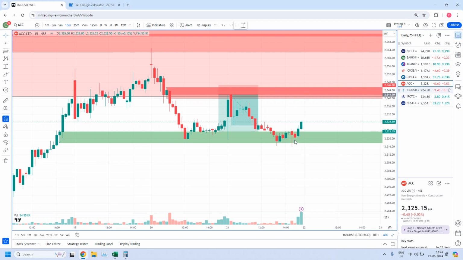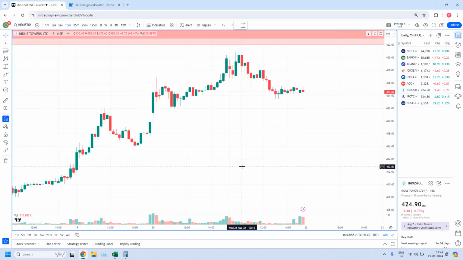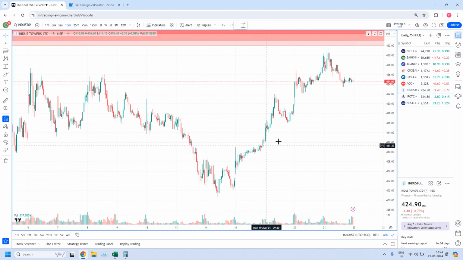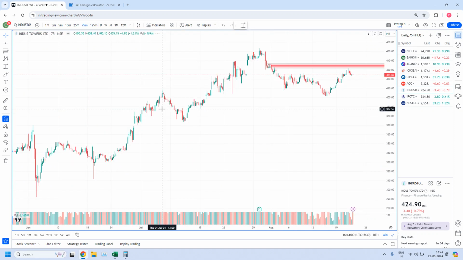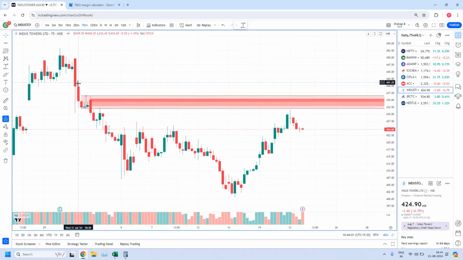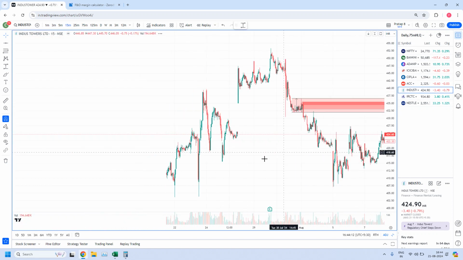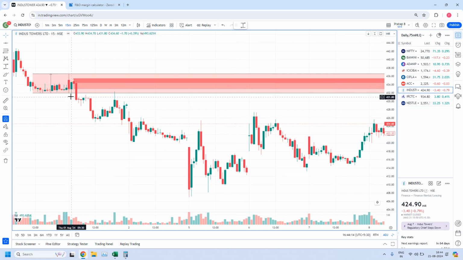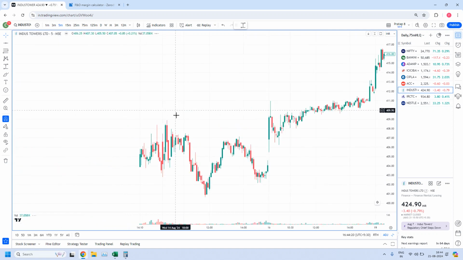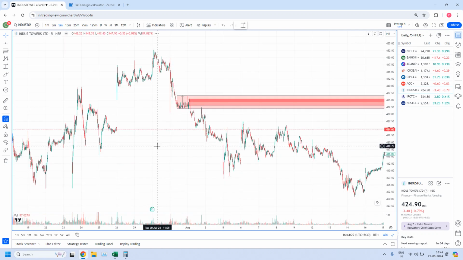Next one is indexing. This is also a 75-minute supply zone. Drop, 3 base candles and drop. This is what was identified by our software. Drop, 3 base candles and drop. And this one is fine tuned with the 15 minutes time frame. We have a rally base drop. We have a 15-minute zone. Inside, again we fine tuned with the 5-minute zone.